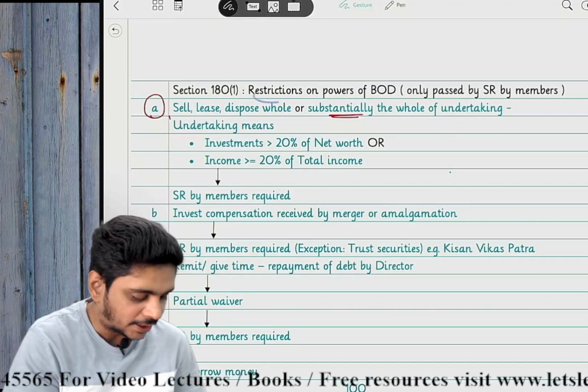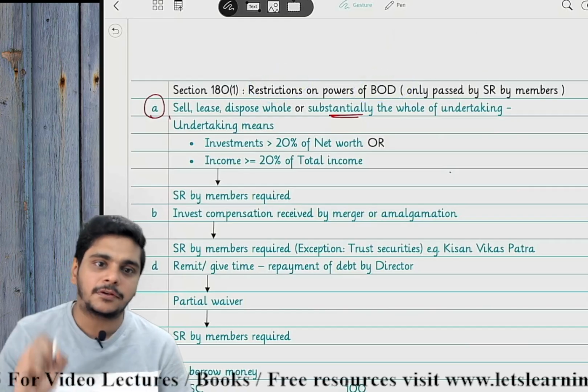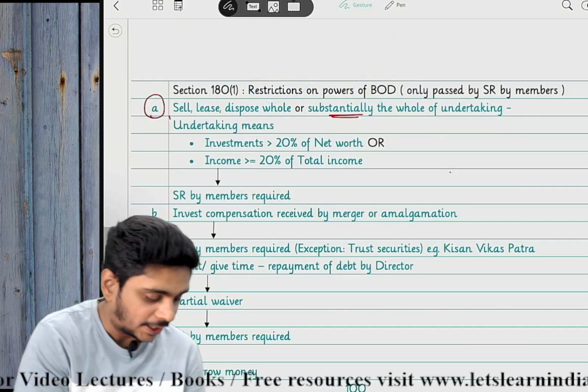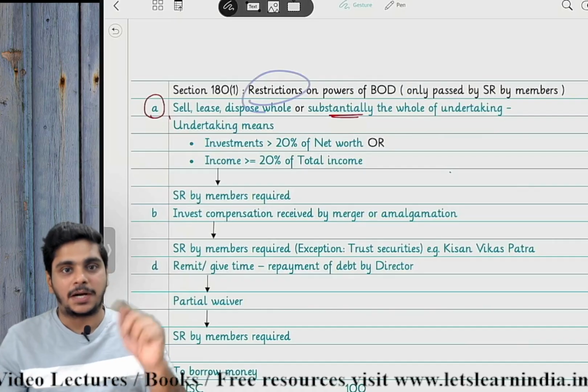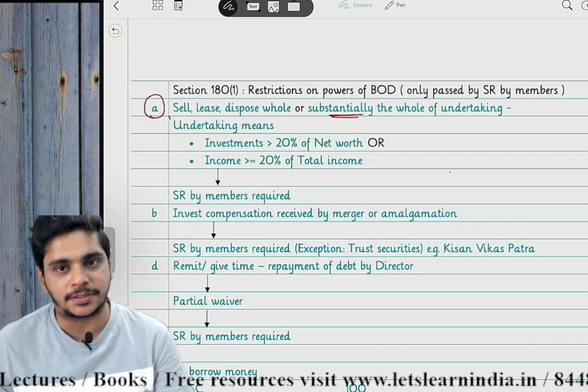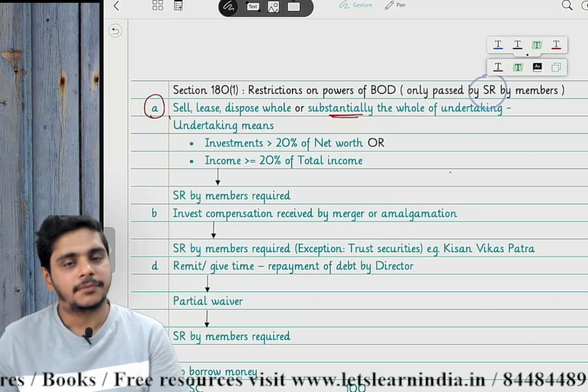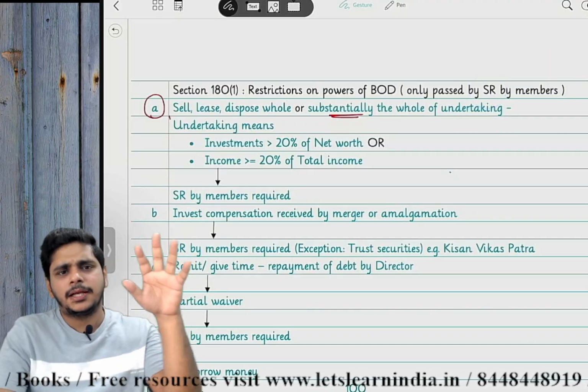It says restriction on powers of board. So these are also the powers of the board of directors, but there is a restriction. Restricted means it can be passed by SR, it can be passed by members. That means there is a limit.